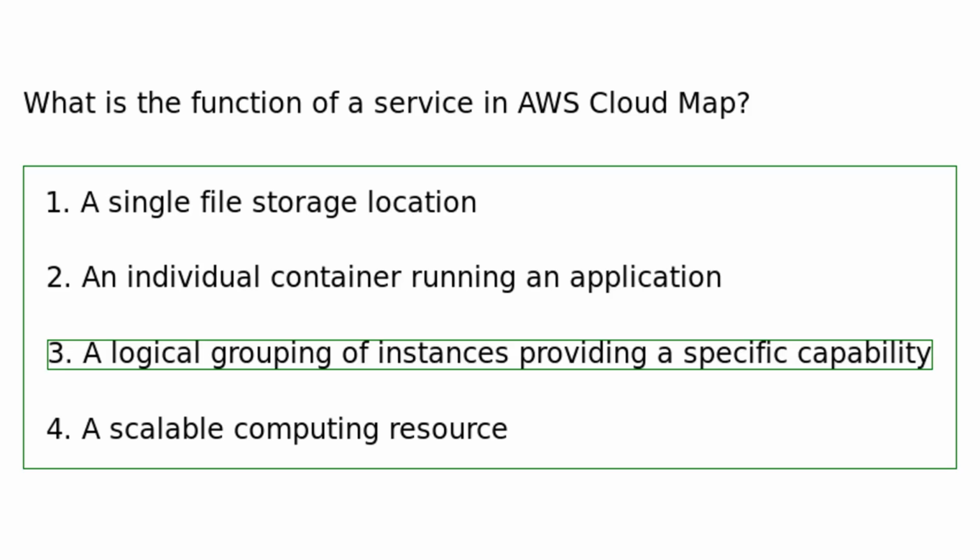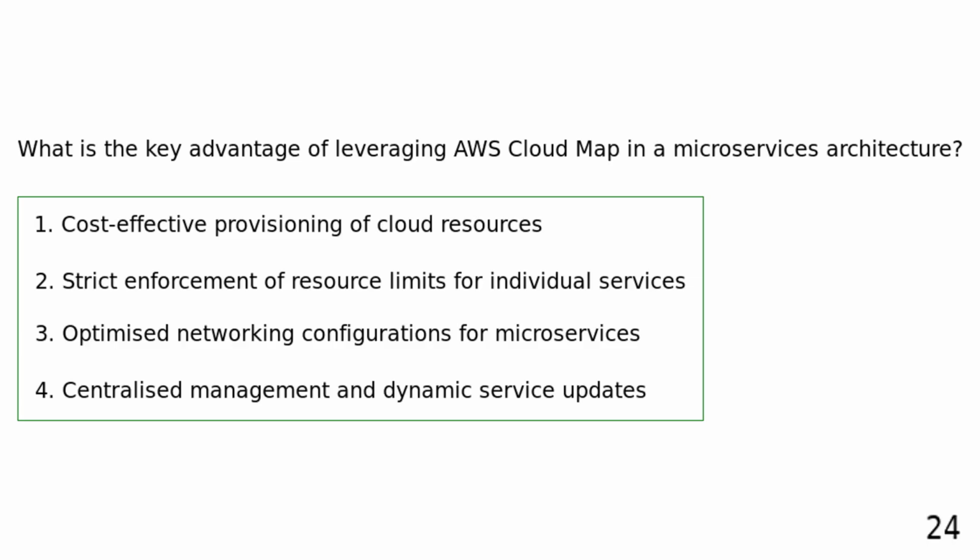A service in AWS Cloud Map represents a logical grouping of instances that provide a specific capability or functionality, simplifying service management and discovery. What is the key advantage of leveraging AWS Cloud Map in a microservices architecture?